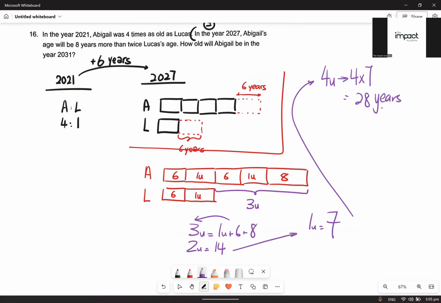10 years later, because 2031 is 10 years later, right? So this one is 2021. In 2031, that will be 28 plus 10, and therefore my answer has to be 38 years old, and therefore this is my answer for this question.